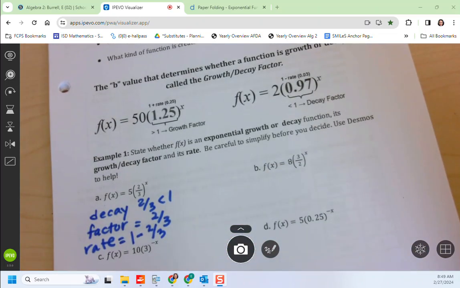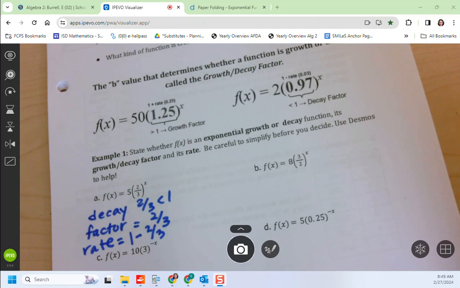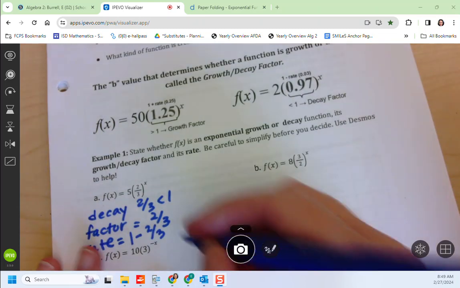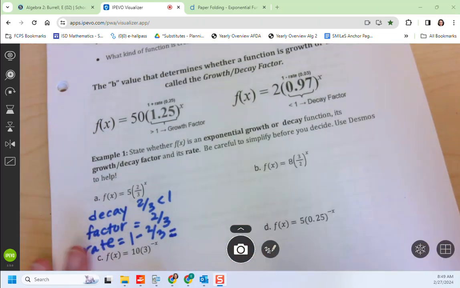I want you to take a moment and talk to your neighbor about what is 1 minus 2/3 without Desmos. What is 1 minus 2/3? All right, raise your hand if you've got it. 1 minus 2/3. What do we get, Andrea? Andrea says 1/3. Raise your hand if you agree.